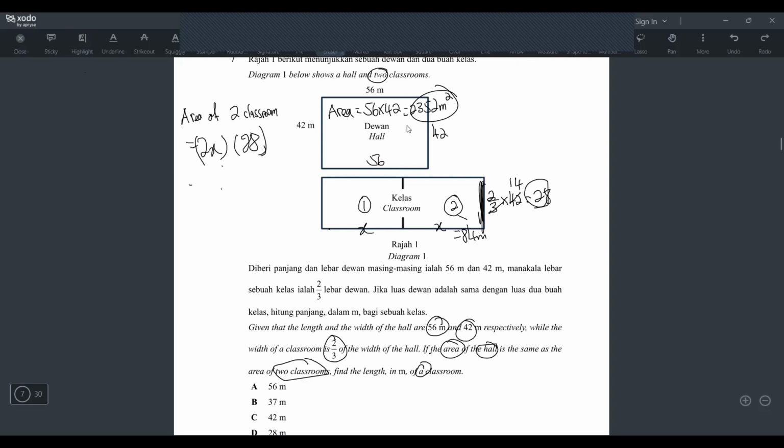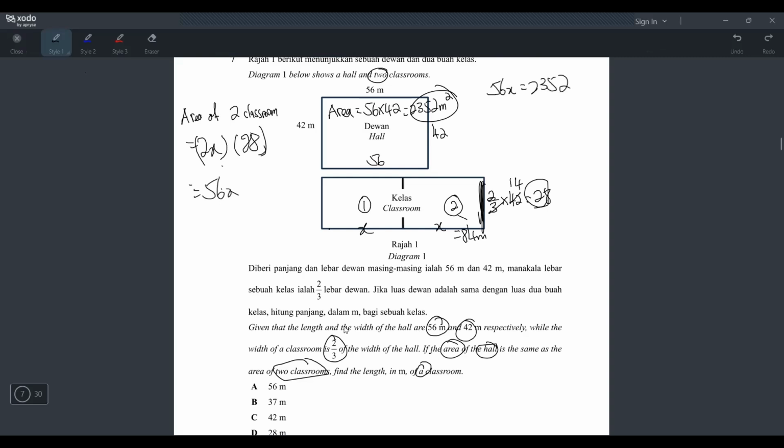So let's do it again. The first thing here is I will take 2 times 28. I'll get 56x. It means the area of 2 classrooms is 56x. And then I take 56x equals the area of the hall, because the soalan mentioned the area of 2 classrooms is the same as the hall. Now you find your x. You take 2352 divided by 56. Like this, baru betul. 42 meter.